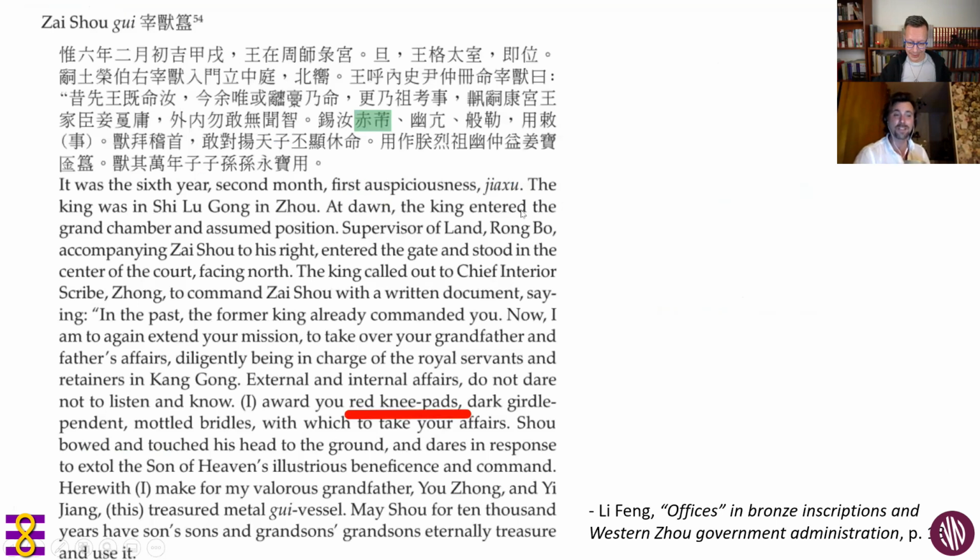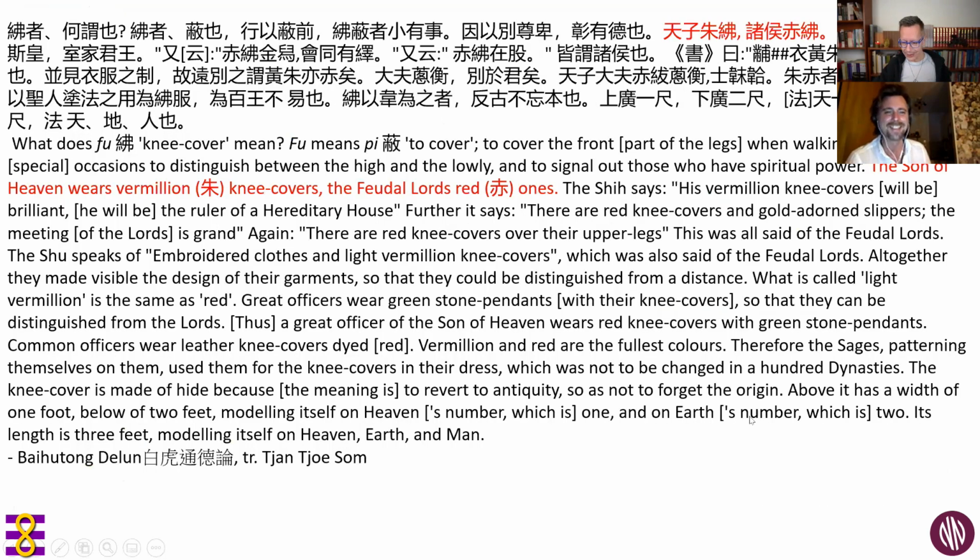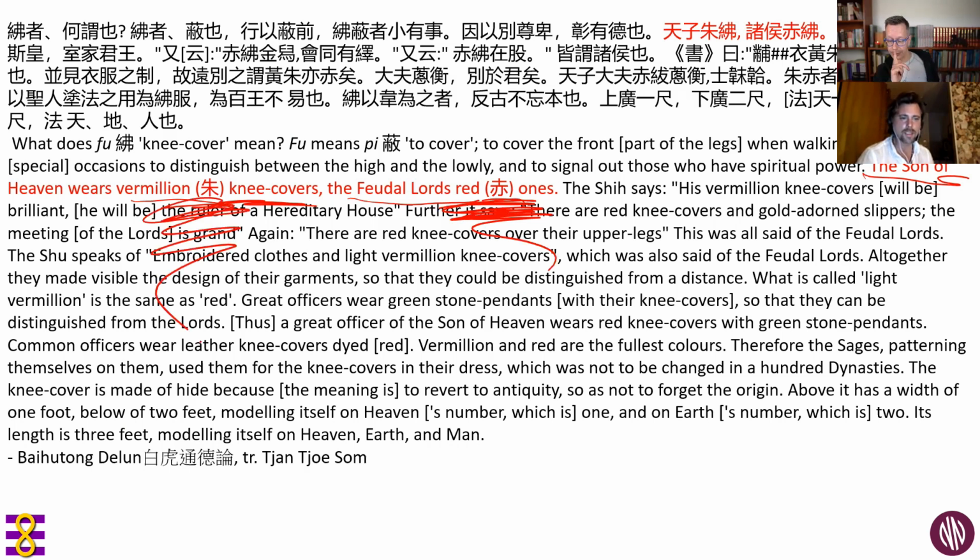Now you mentioned it anyway, so I can show you. Oh, you have it in a sheet. I have it in a sheet. This is a text from the Bai Hu Tong, which actually talks about these strange knee covers, and it says that the Son of Heaven wears vermilion knee covers, and the feudal lords red. This is what the fifth line is talking about, and this is what the second line is talking about. That's interesting.